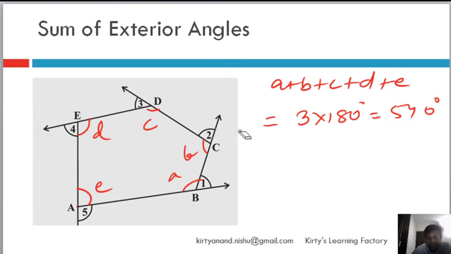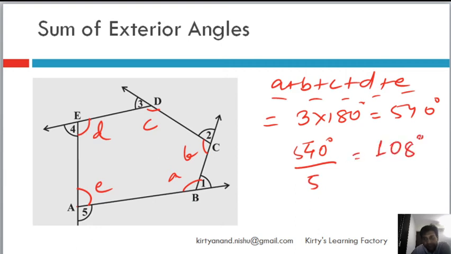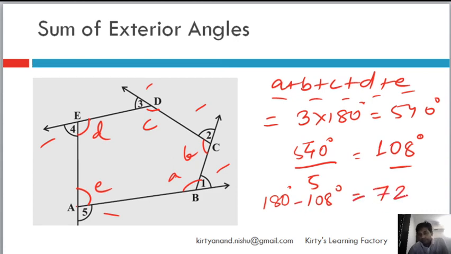Now let's say that if it were a regular pentagon, and all the internal angles were equal, then each of the angles A, B, C, D, E would be equal to 540 divided by 5, which is equal to 108 degrees, correct? Now all of these exterior angles 1, 2, 3, 4 and 5 that you see here would be equal to 180 degrees minus 108 degrees, correct, which is equal to 72 degrees.